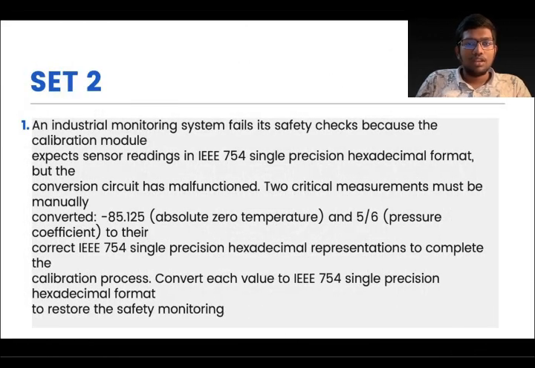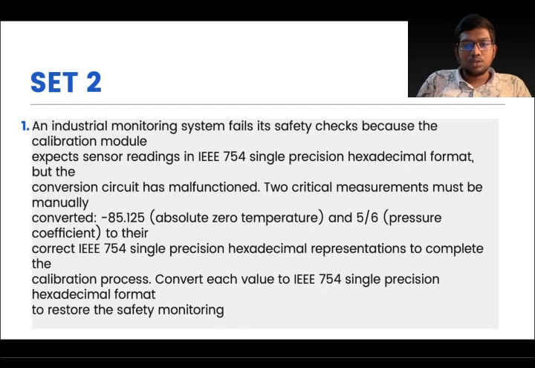So here's the question. An industrial monitoring system fails its safety checks because the calibration module expects sensor reading in IEEE 754 format, but the conversion circuit has malfunctioned. There are two critical values: minus 85.125, its absolute temperature, and 5 by 6, its pressure coefficient, to their correct IEEE 754 single precision hexadecimal representation to complete the calibration process. So we need to convert each value into IEEE 754 single precision hexadecimal format to restore the safety monitoring.